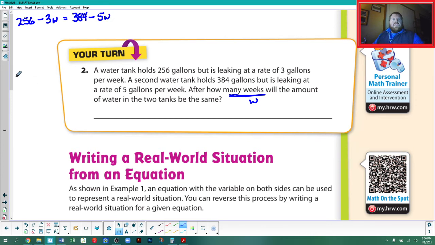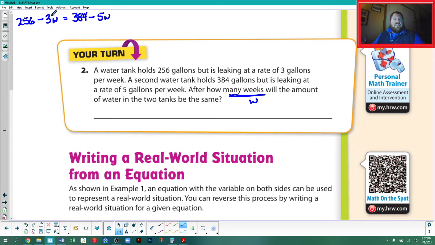Okay. Same strategy holds though. I want to get all my variables on one side, all my units or numbers on the other side, and then multiply or divide to solve the remaining equation. Okay. So let's put all of our variables on the right. I don't know why, it doesn't really matter. You always get to choose, but I'm going to get all my variables on the right.